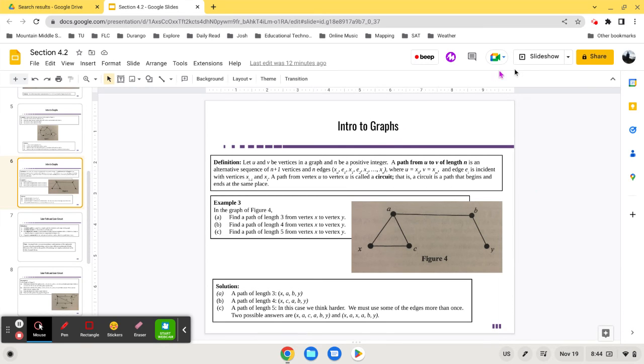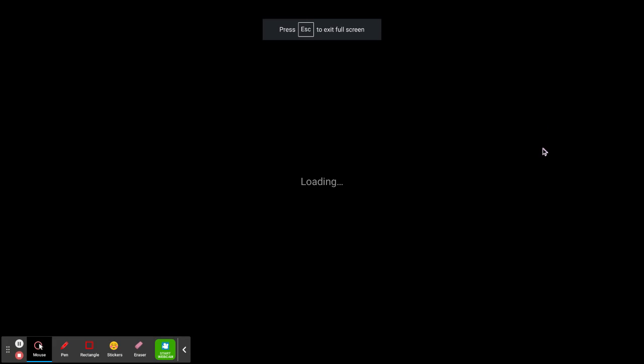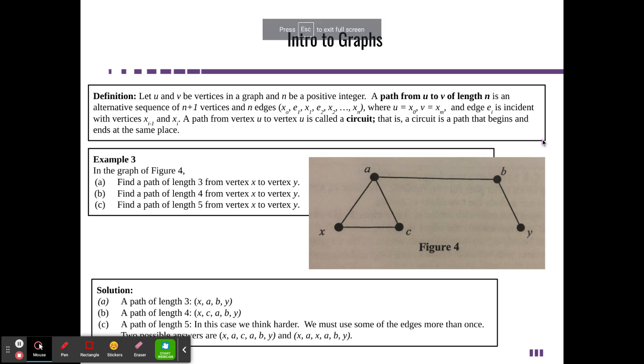All right, so now we're taking a look at circuits, kind of an interesting idea, and we'll get on to Euler circuits and then Euler paths and then Hamilton circuits and paths. So we have this definition up here, and instead of reading it out, let's just break it down.